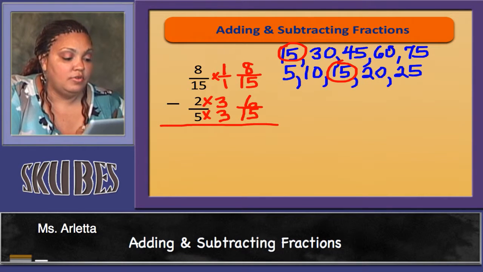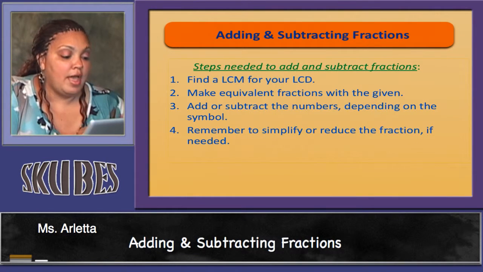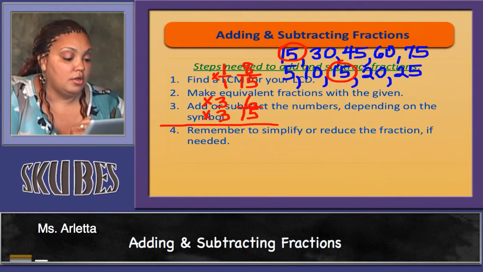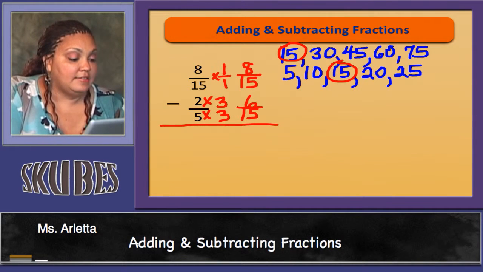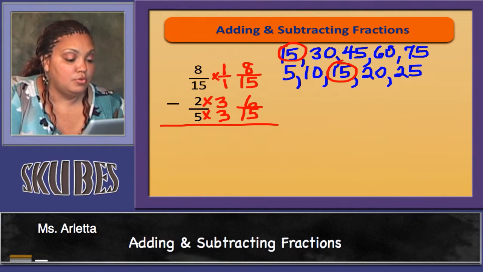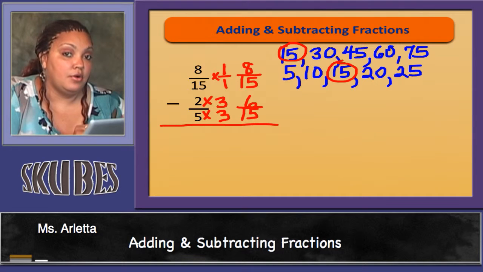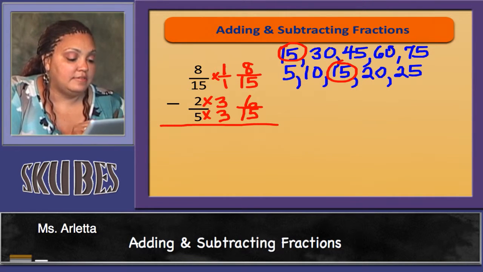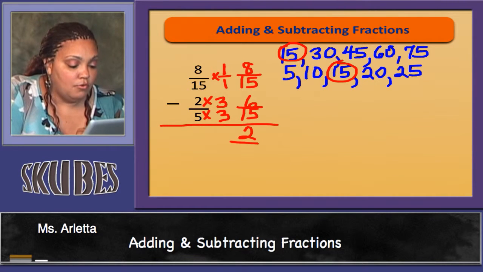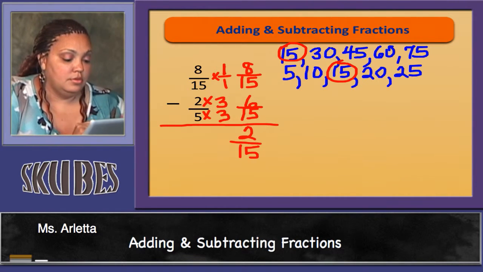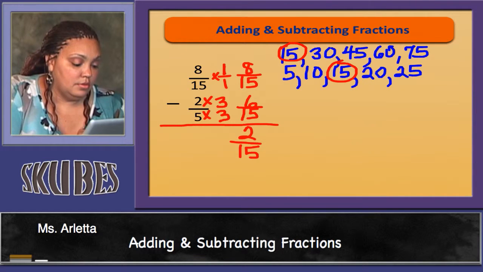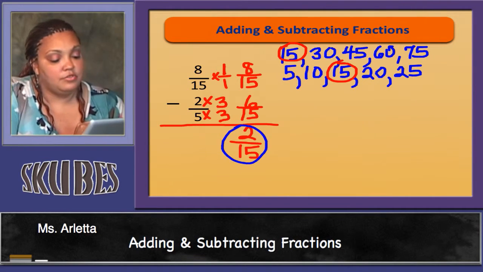The 8/15 is equivalent to 8/15 and the 2/5 is equivalent to 6/15s. You will notice that you have made equivalent fractions with what was given. I see our symbol is a subtraction symbol, so we basically subtract the numerators. And our denominator, we just got a least common denominator, so it stays the same. 8 minus 6 is 2 over 15. So 2/15 is your answer.